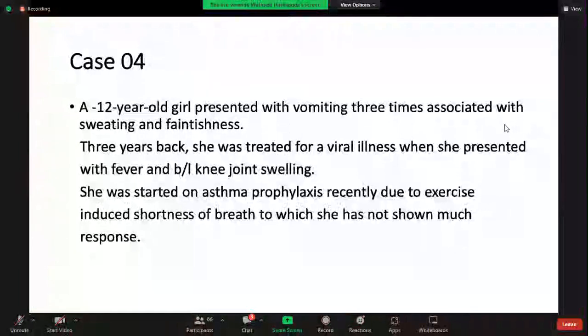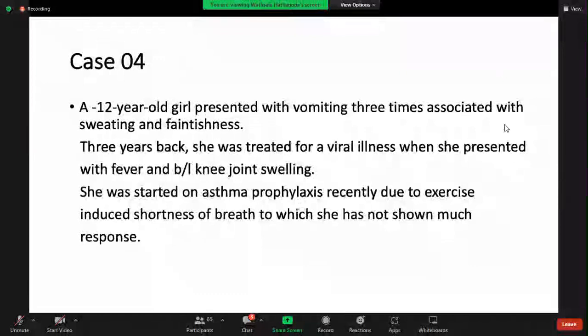Madam, excuse me. Madam, in this case scenario, you have mentioned that this is bilateral knee joint swelling. Usually in rheumatic fever, isn't it migratory polyarthritis that occurs where one joint at a time is involved, and once the inflammation resolves, the other joint gets involved, madam? Yes, that's a very good question. But mind you, this is 3 years back, right? So this is what they will tell you, fleeting arthritis.